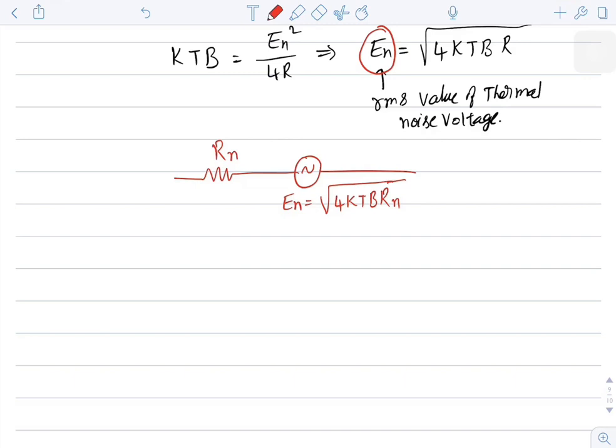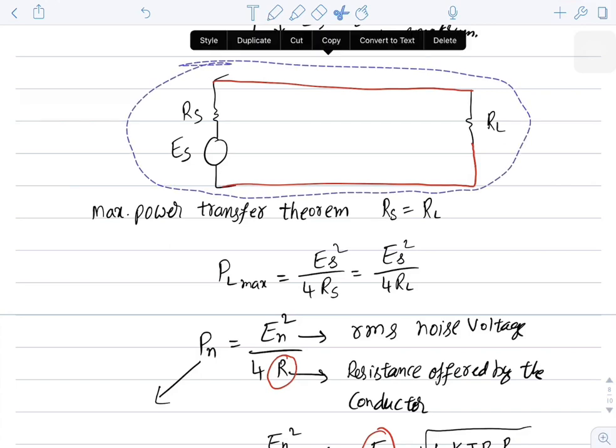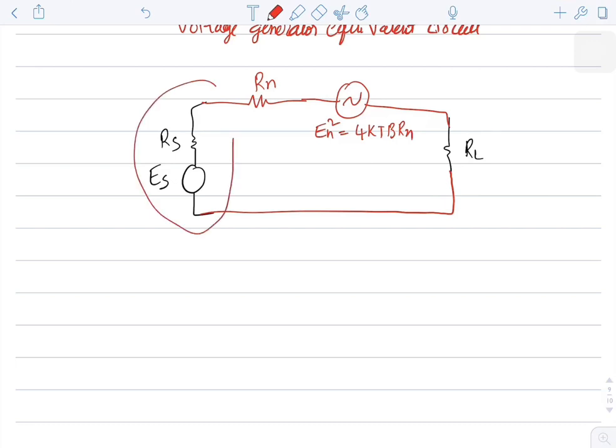Therefore I can replace this R with R suffix small n. And this is the voltage generator equivalent circuit. If you want to represent this circuit with noise, then the resultant circuit would be source part, noise part and load part.